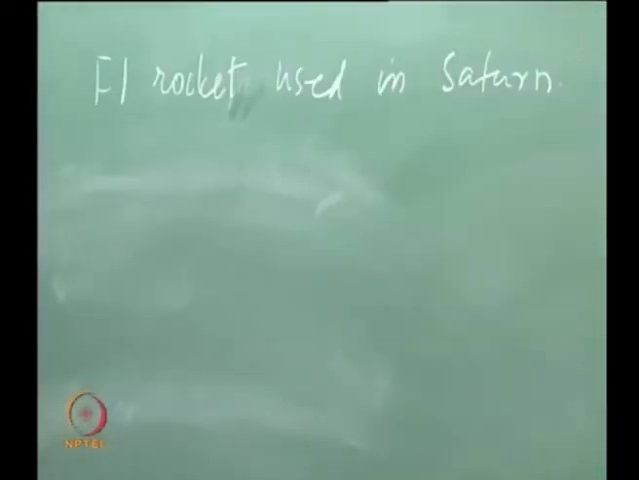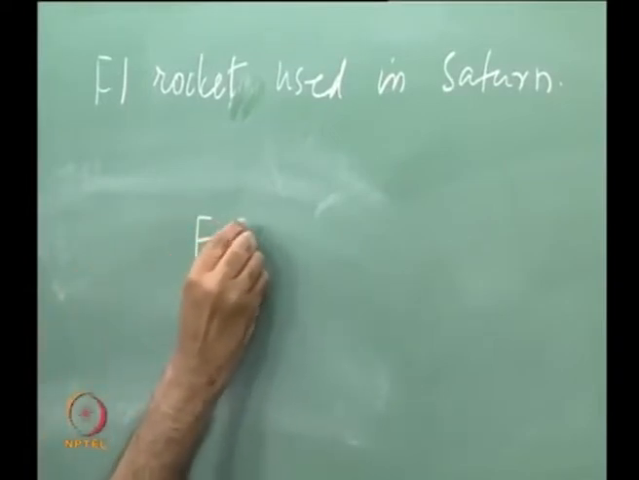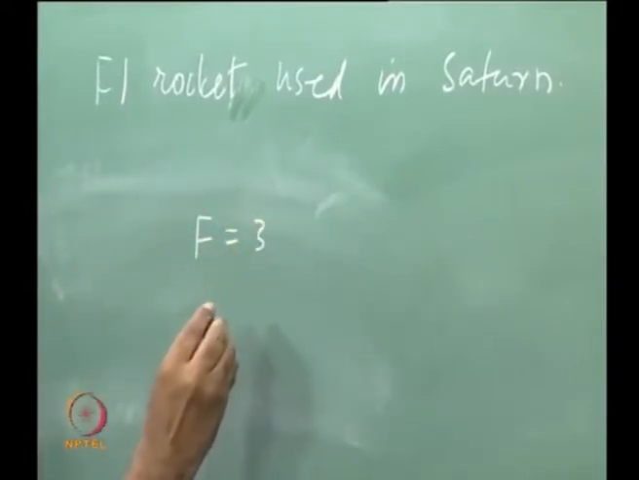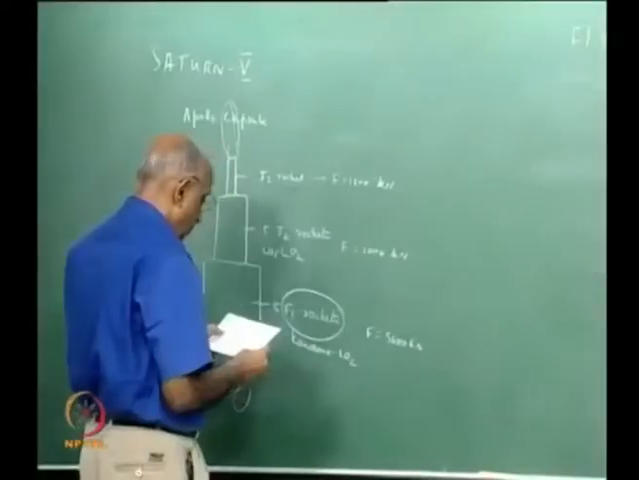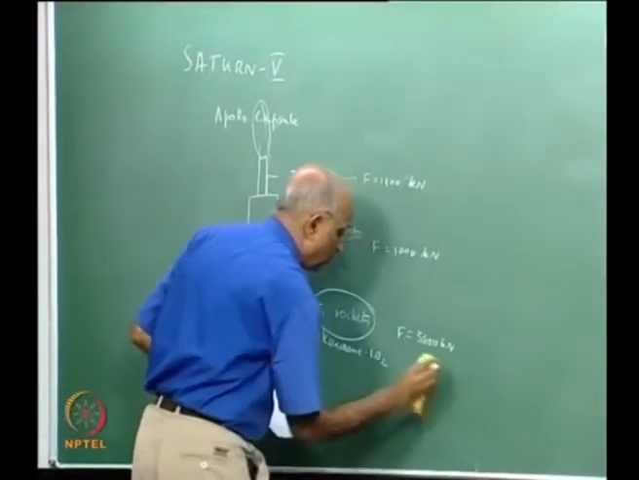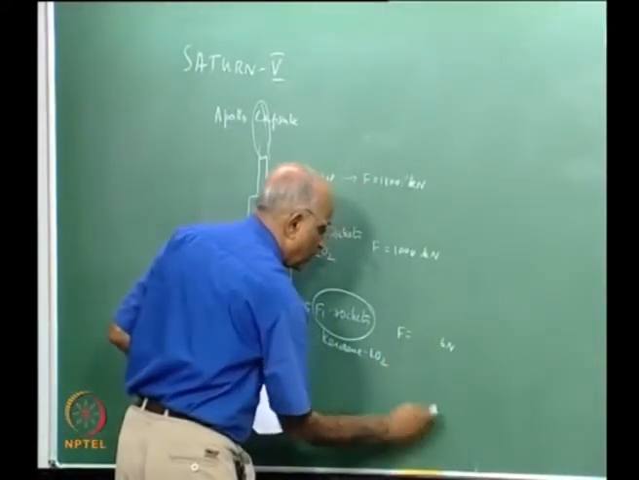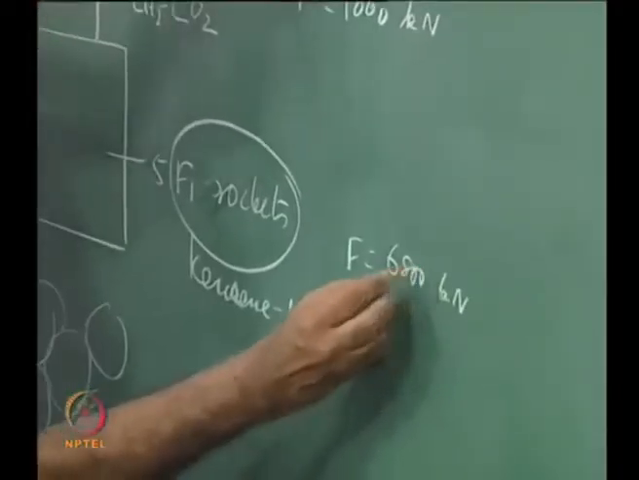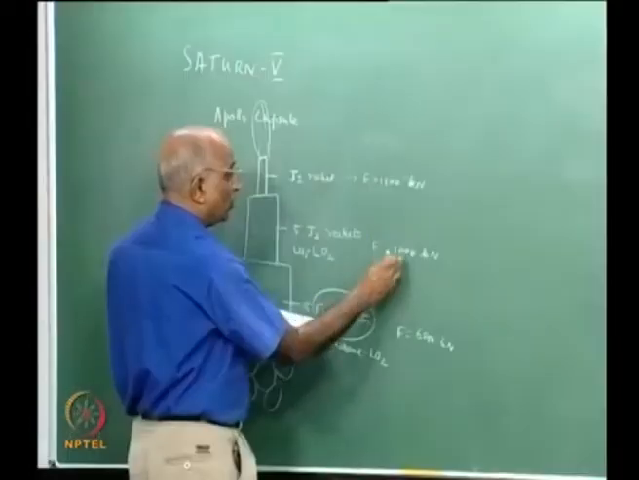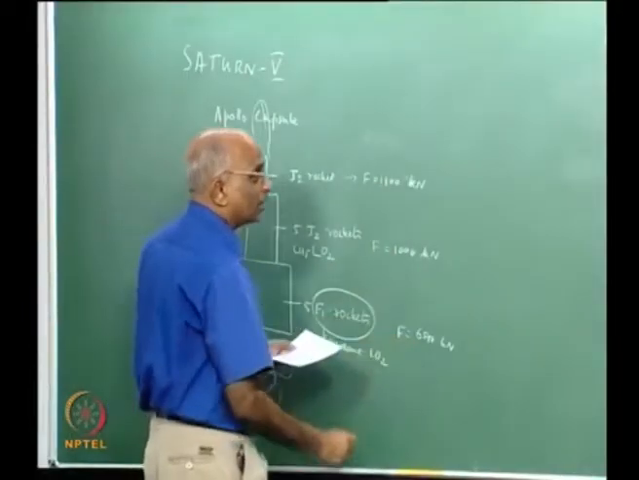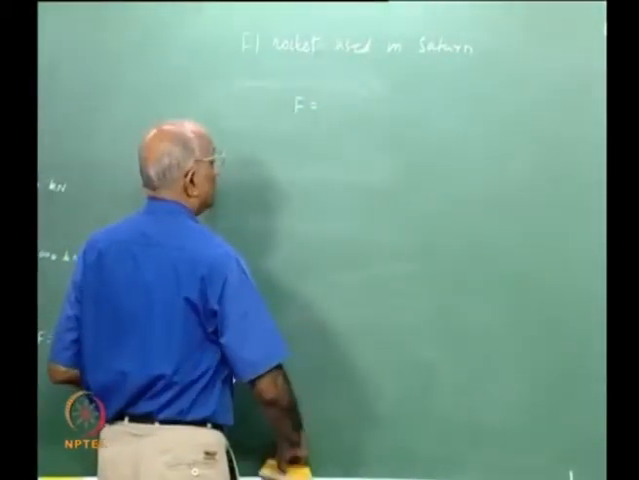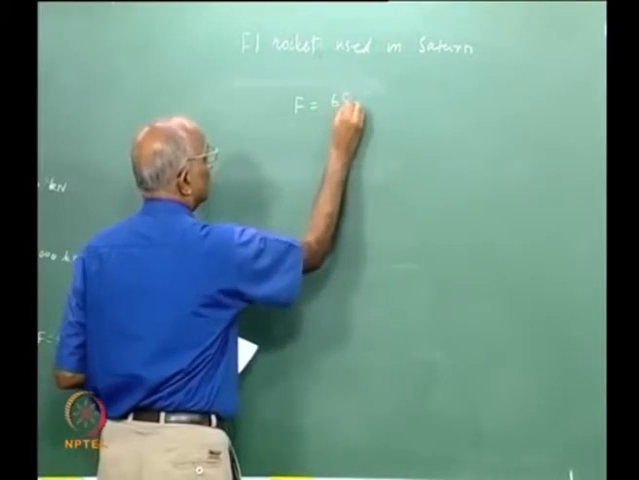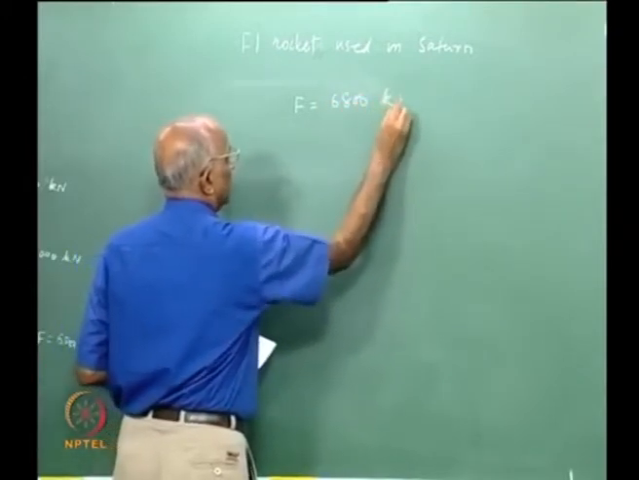The problem I consider is the thrust of this rocket is equal to 3800, is that what? No, my numbers are not correct. This gives me a much higher value, 6800, I am sorry. This each one has a thrust of 6800 kilonewton.